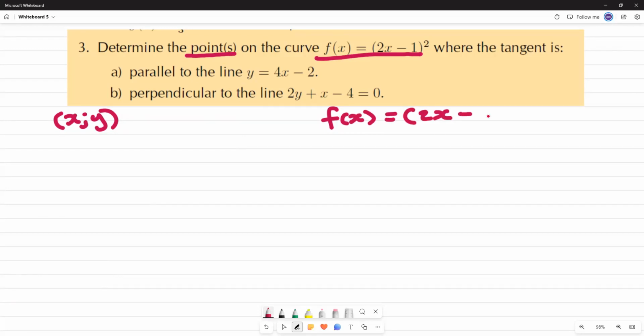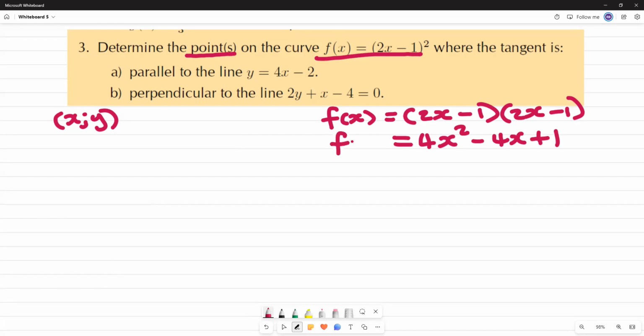So it's going to be (2x minus 1) times (2x minus 1) again. Then if you were to FOIL this, it's going to simplify to 4x squared minus 4x plus 1. So the f of x that we're going to use is when it's in this form. Always when you have brackets and you're in calculus, make sure that each term is separated. So we have 3 terms in this case.